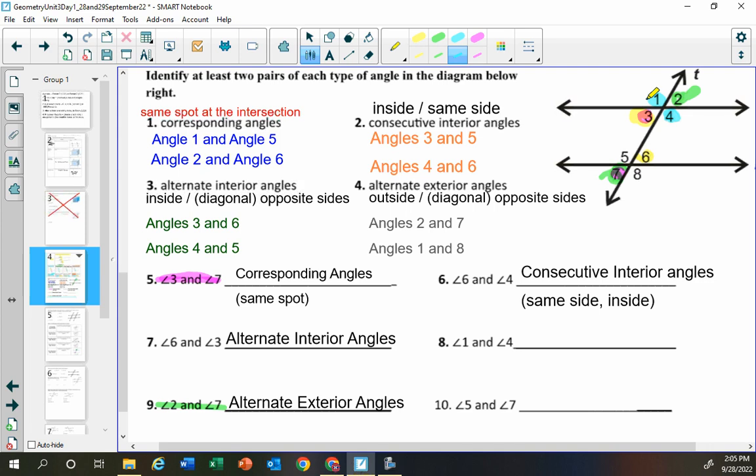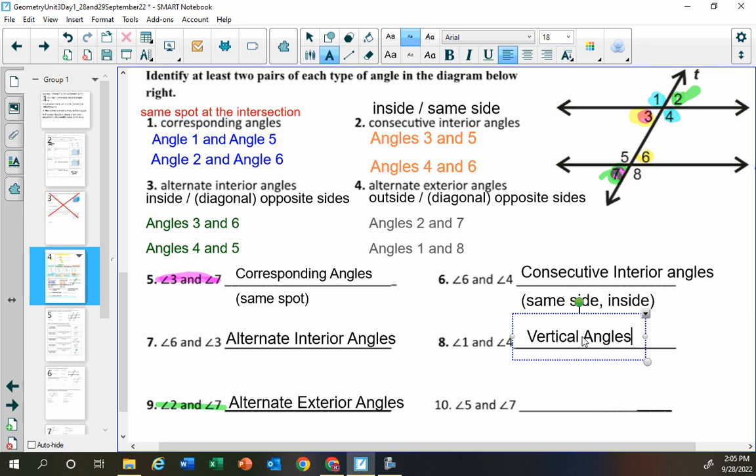Vertical, now I know why you want to say the same. They have the same measurement. Oh yeah, they actually do look like they're the same. So 1 and 4 are actually, and the reason I wanted to bring this up is because sometimes we're going to still see the vertical angles. So what would 8 be? Vertical angles. So when you said vertical angles, that was actually correct. This is Unit 1 stuff, but this is correct.